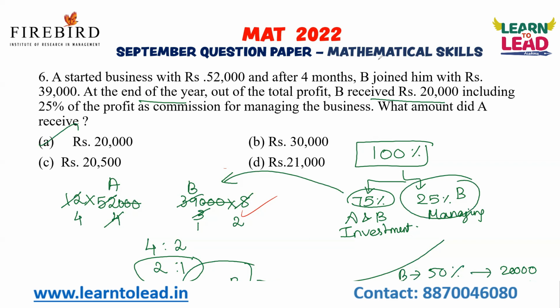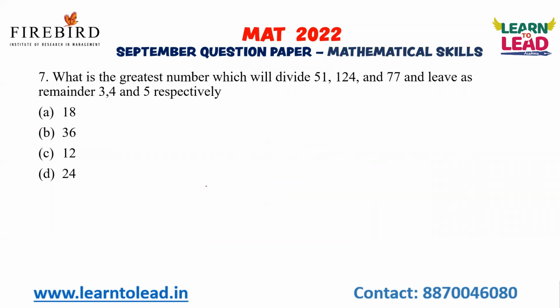Okay, now we'll go to the next question. What is the greatest number? It is a question based on LCM and HCF. It is better if you go with the options. What is the greatest number which will divide 51, 124, 77 to leave 3, 4, 5 as remainder?